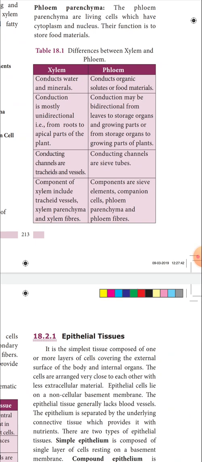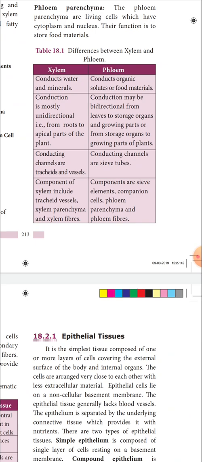So conduction may be bidirectional from leaves to storage organs. A storage organ might be mostly the root, and growing parts, that is the tip of the root and stem, or from storage organ to growing parts. So in both directions the food is moved by the phloem. So phloem shows bidirectional movement.